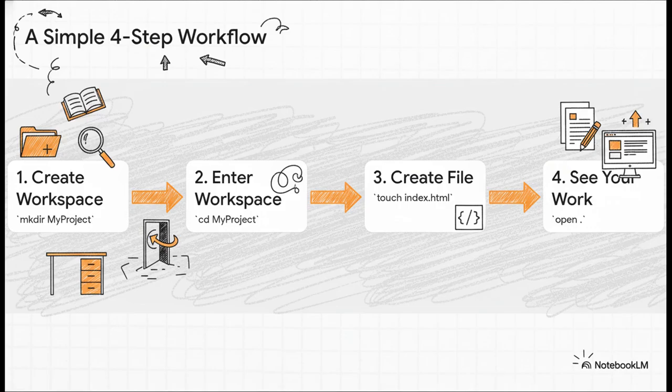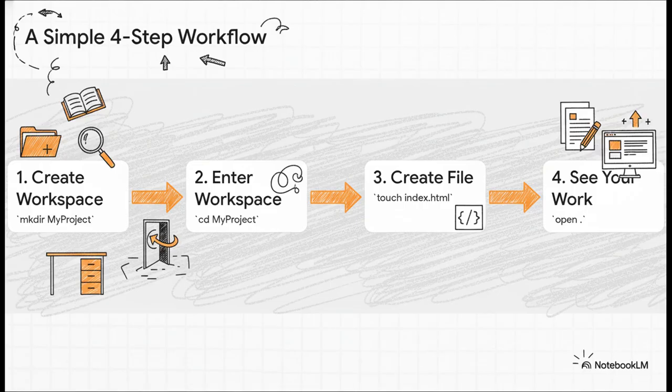4 steps. First, mkdir my project. That's make directory, and it creates our folder. Second, we cd my project to jump right inside it. Third, we use a command called touch to create an empty file. We'll call it index.html. And last, type open dot, that's open, then a space, then a period, and boom, that folder just popped open in your Finder. In like 10 seconds, you created a whole project structure.